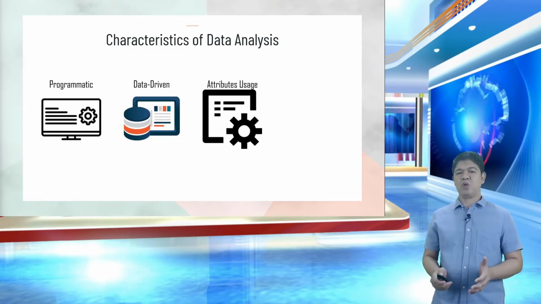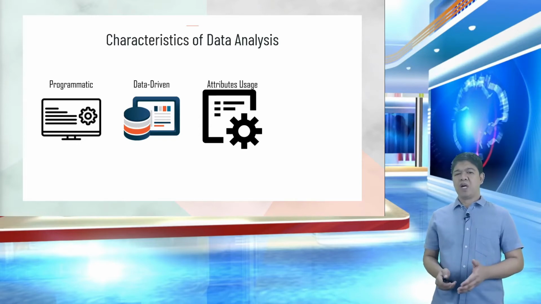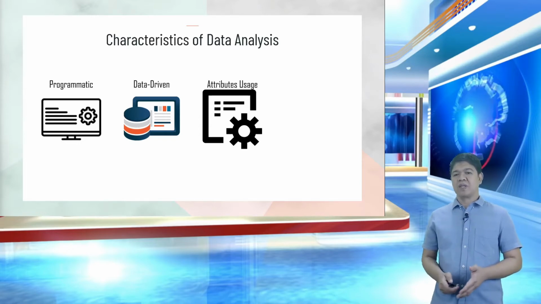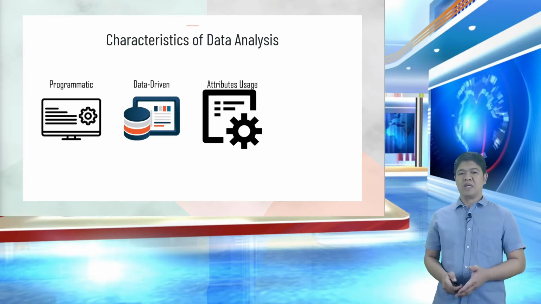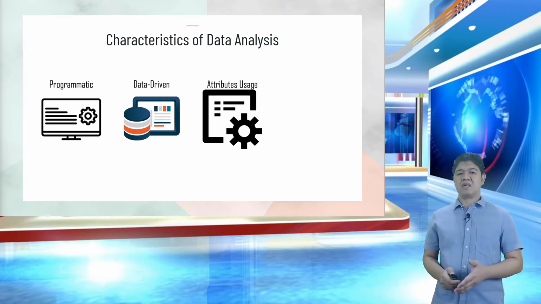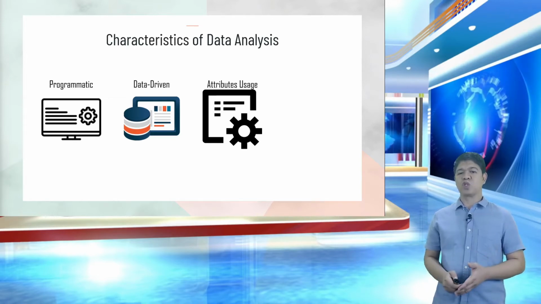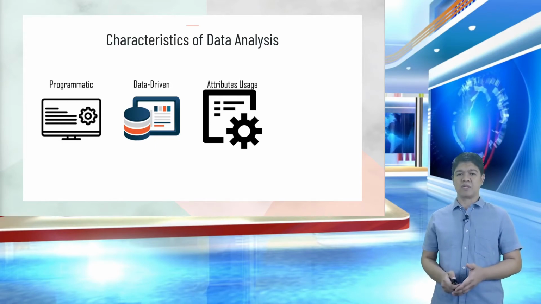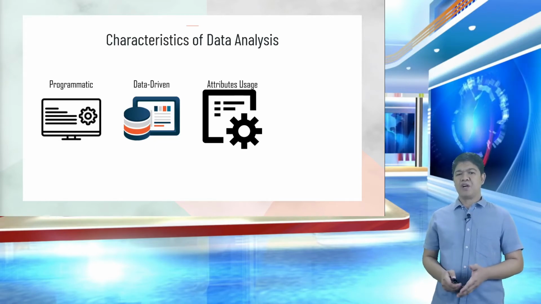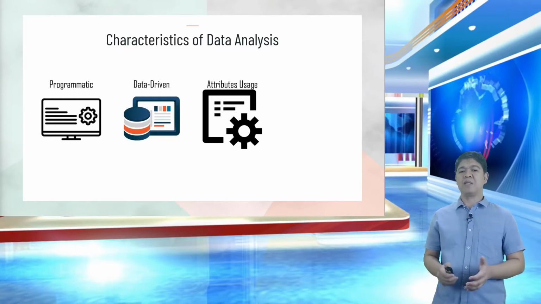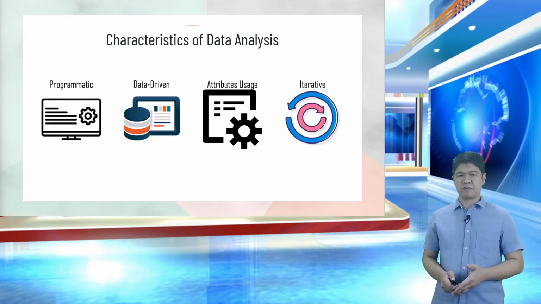Next, we have attributes usage. For proper and accurate analysis of data, it can use a lot of attributes. In the past, analysts dealt with hundreds of attributes or characteristics of the data source. With big data, there are now thousands of attributes and millions of observations.